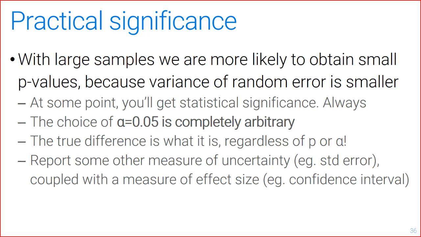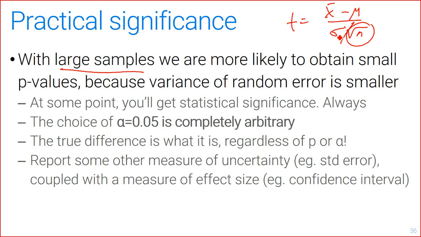So the thing is that as we get larger and larger samples, as we increase n, we are more likely to obtain a small p-value. And we could see that in the very formula of the t-statistic. Just by increasing the sample size, we are going to increase the t-statistic. And so, hey, we're just going to get a smaller p-value. And at some point, we are always going to get a statistically significant result if we just get more and more and more data.